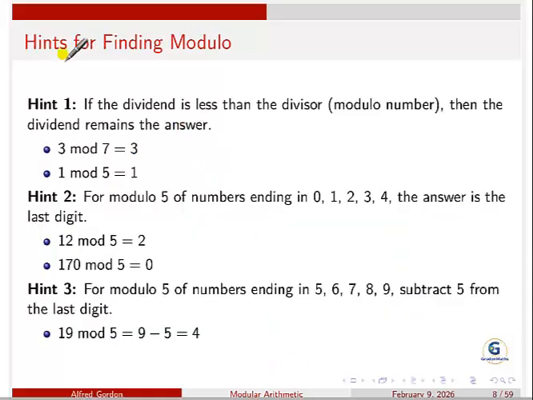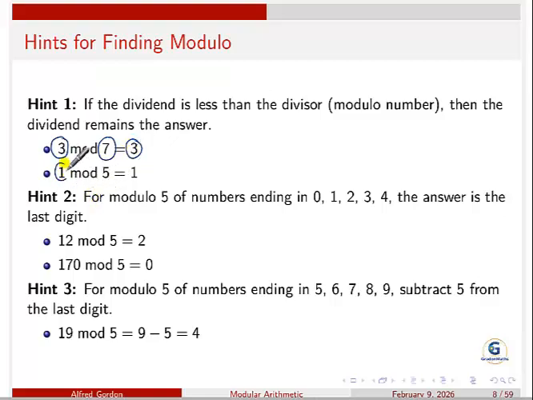Now, hints for finding modulo. Hint 1: If the dividend is less than the divisor, then the dividend remains the answer. Here, this is the dividend and this is the divisor. Whenever you find that the dividend is less than the divisor, in other words, the divisor is greater than the dividend, then the result is the dividend.